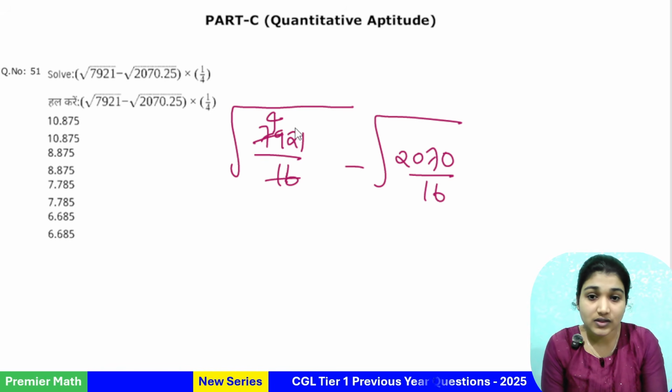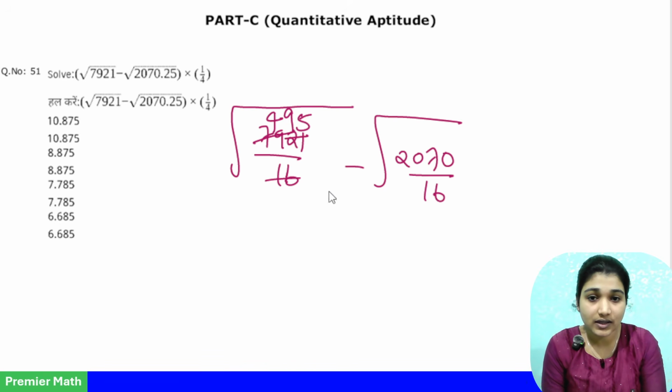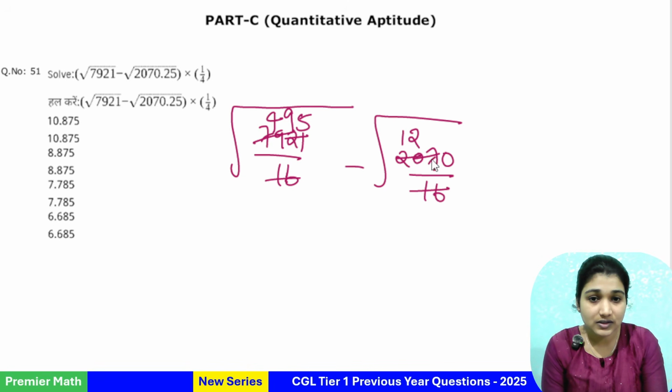Again 16 goes 10 times in 160, but here this is 152, so 9 times in 152. 152 plus 8 is 160. So remaining is 81. 16 goes again 5 times in 81. Here 16 goes 1 time in 20, remaining 4. 16 goes 2 times in 47. If it is 48, 16 goes 3 times in 48, but this is 47, so the remainder is 15. So 16 goes 9 times in 150.